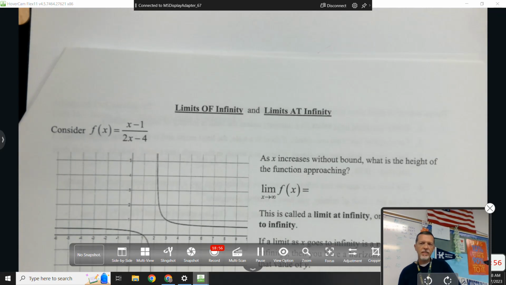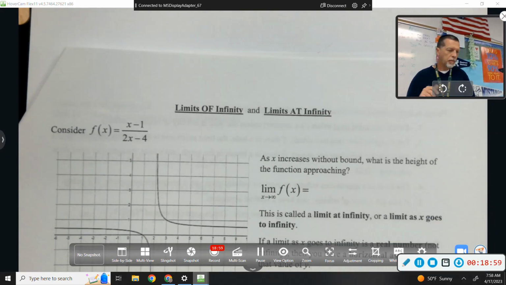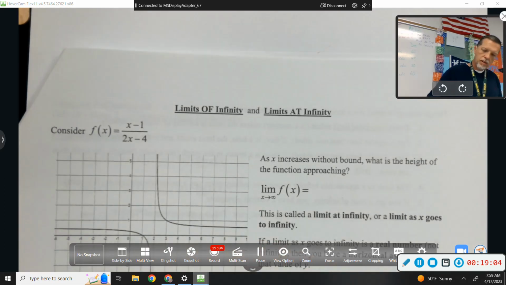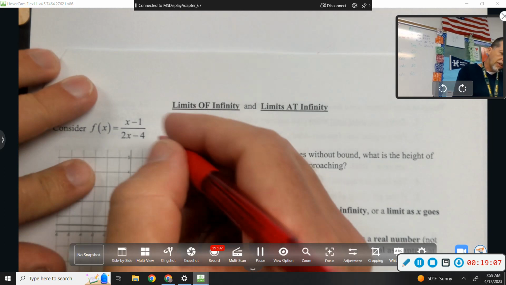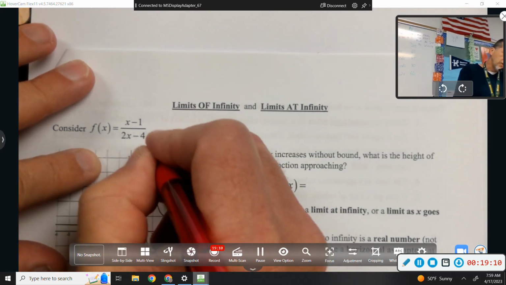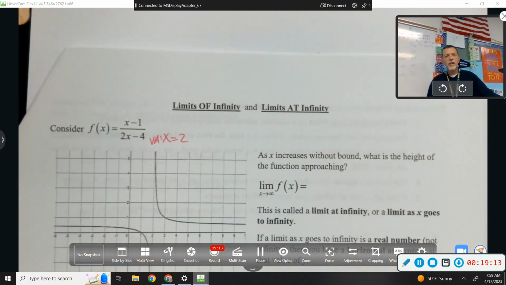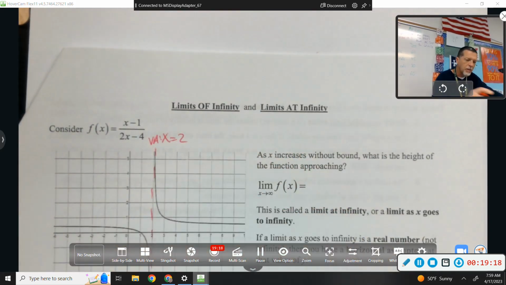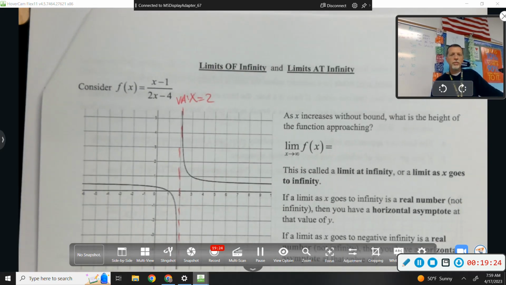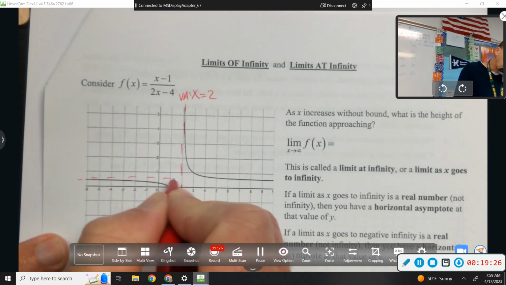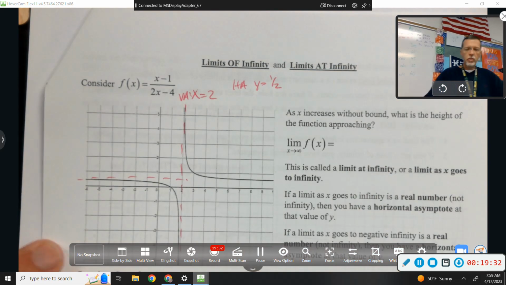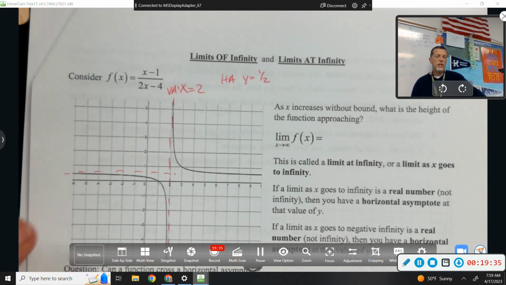Limits at infinity. Consider this function, x minus 1 over 2x minus 4. Let's do a little pre-cal first, right? Like x equals 2 would be a vertical asymptote, because that would make the bottom 0. And so sure enough, there's a vertical asymptote at x equals 2. Also looks like there's a horizontal asymptote there at 1/2. That's our pre-cal information. Now let's see if we can do some calculus with that.